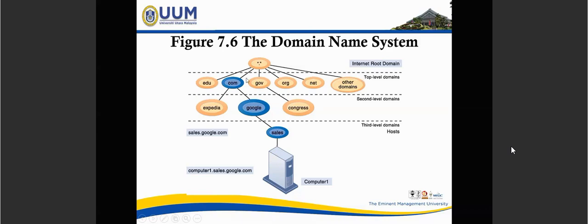What is a second level? For example, here commercial: Expedia, Google, and so on become second level. For example, gov.congress, or dot congress, is a second level domain. Sales, for example, sales.google.com. You see? This is a third level domain hosted. Sales, Google, commercial. See? So how do we connect that sales through the computer to sales, Google, and then commercial, like that.